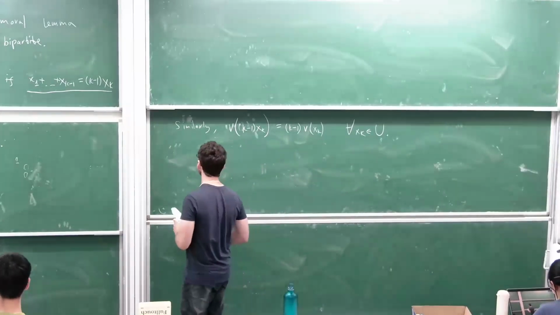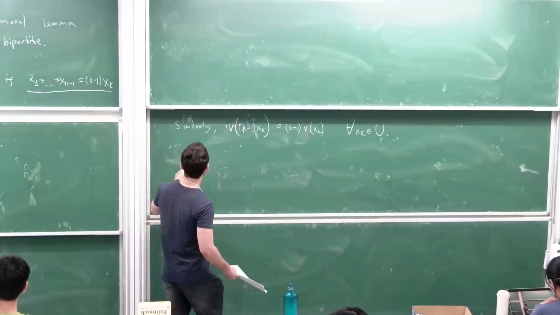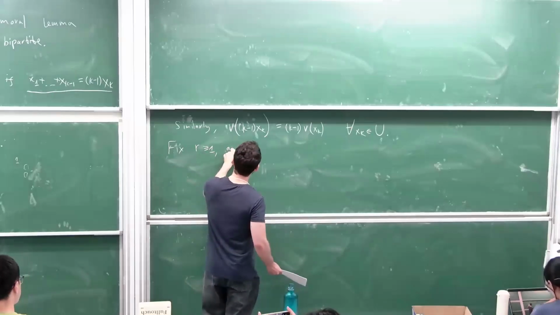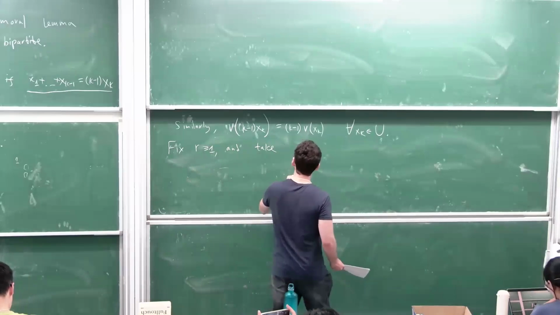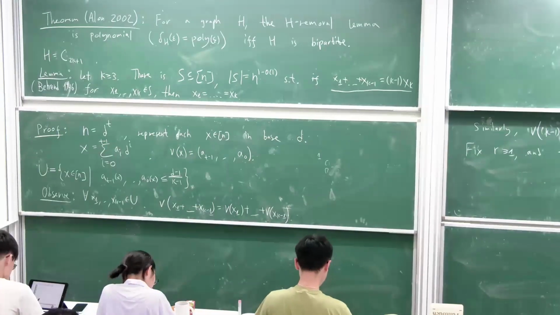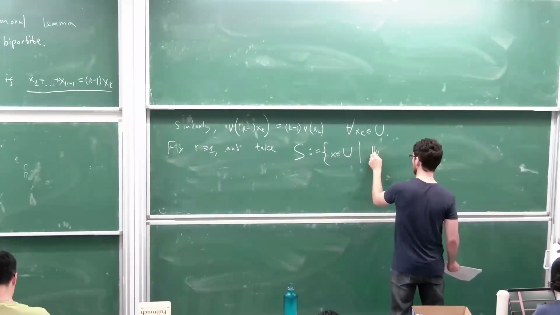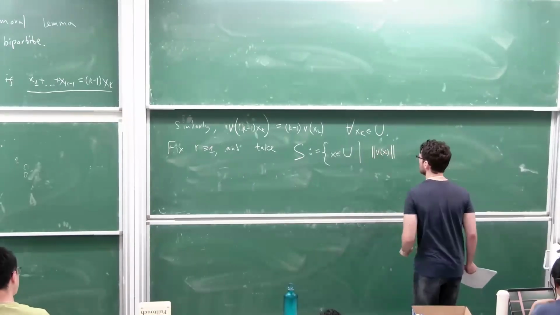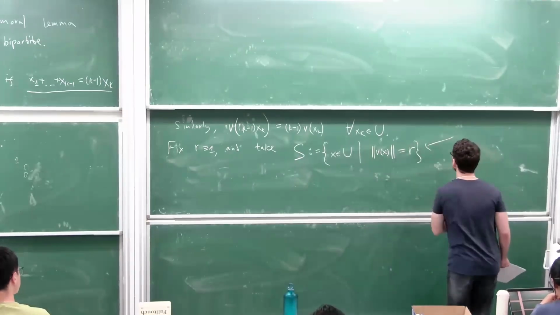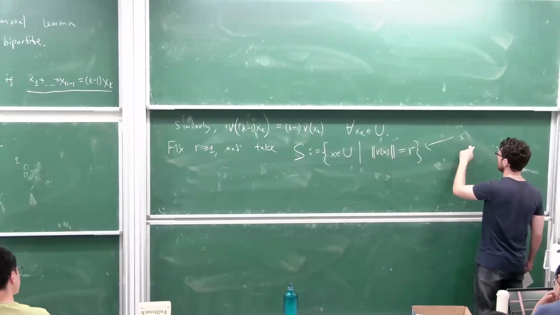Okay. So the second trick is that we will fix some r and say S should be the set of all x in U such that the norm, this is just the Euclidean norm, of the vector of x, is equal to r. So in other words, this S is a sphere. Well, it's the pre-image of the sphere.